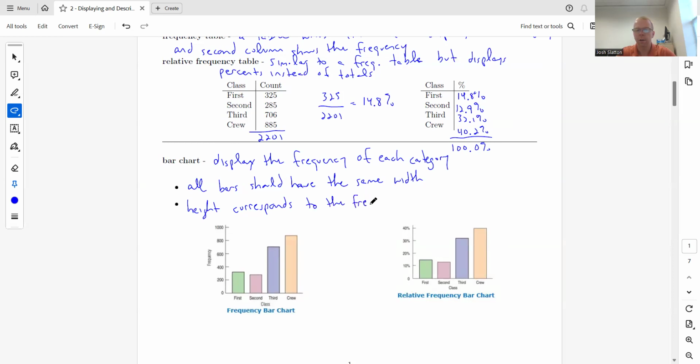And the other thing to notice, and this will be important when we talk about histograms in the next video, we need a gap between each of the bars. That indicates that we're talking about categorical variables. And the other thing is, with most categorical variables, the order that you list the categories usually doesn't matter. Like I said in one of the chapter 1 videos.